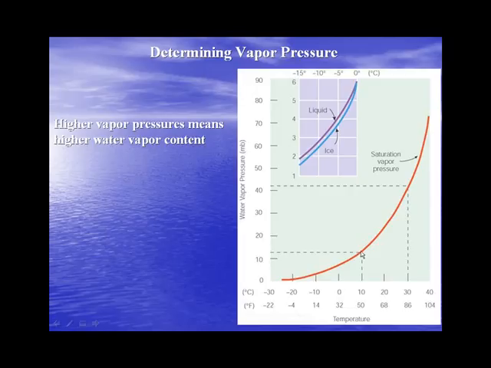So when we say that warmer air can hold more water vapor, in other words, we determine water vapor content by the amount of pressure it's exerting. Higher pressure, higher water vapor content. So at 30 degrees Celsius, we reach the saturation curve at about 42 millibars. In other words, if you have an air parcel that's 30 degrees Celsius, which is about 86 degrees Fahrenheit, it can hold a maximum of 42 millibars of water vapor. Whereas you go down to 10 degrees Celsius or 50 degrees Fahrenheit, it can only hold 12 millibars.